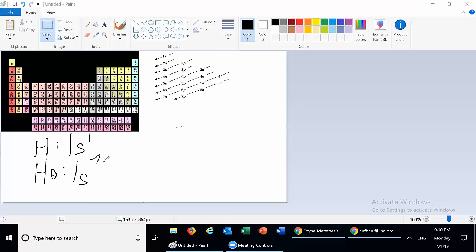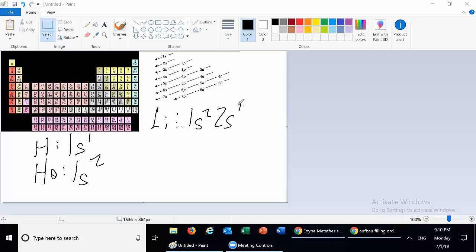So it's just 1s2, and that's it. Okay, now let's look at lithium. This one has 3 electrons, right? So we can do 1s2, but now the 1s orbital is filled. So it's the 2s orbital, and there's only 1 electron in that orbital. So now we do the 2s and we put, oh, my bad, 1. Yeah, 1. So we have to move on to the 2s orbital.